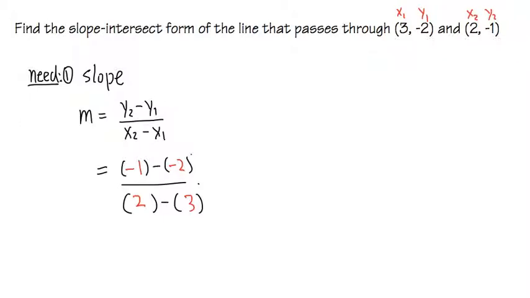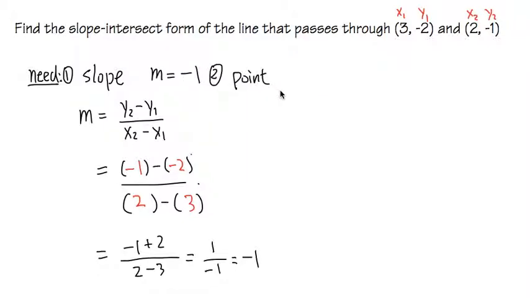And now we just have to work out the numbers. Let's see. On the top, we have -1, and then -2, which becomes +2, over, and let me just write down the bottom, 2 minus 3. On the top, -1 plus 2 is equal to 1, over, the bottom is 2 minus 3, which is -1. Altogether, this is -1. So the slope that we figure out is m equals -1. And that's the first thing that we need. We always need to know the slope of the line.